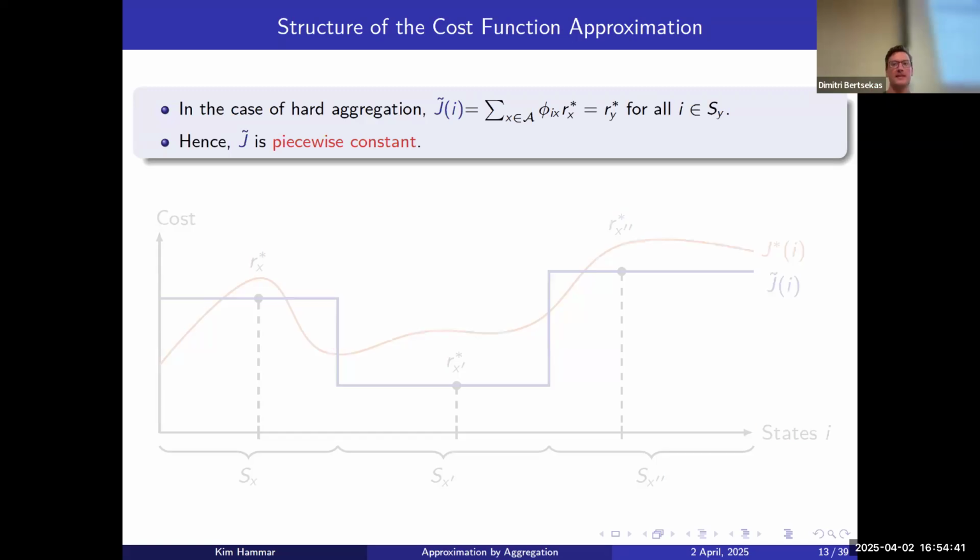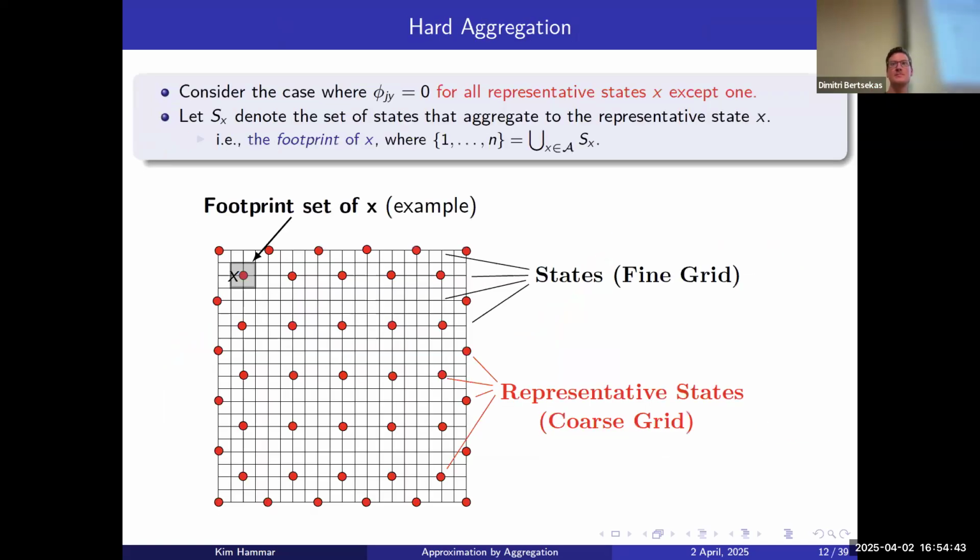If you go back to the previous slides, can you explain a little bit further about this footprint set using this graph, like the fine grid and so on? What does that mean exactly?